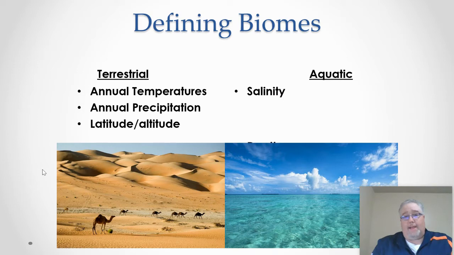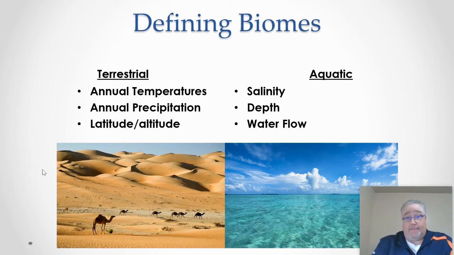Now, aquatic is a little bit different. Typically with aquatic, we look at three things. There are a few more, but these are three of the big ones. One of them is salinity. That means salt water. Is it salt water or is it not salt water? Sometimes it's a combination of both. We'll talk about that in the next video. Depth of the water. Is it super deep or is it super shallow? And also water flow. Is it a moving body of water or is it a stationary body of water like a lake, for example?